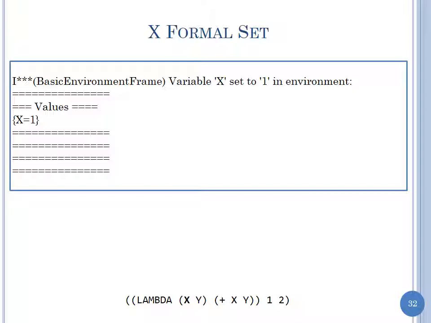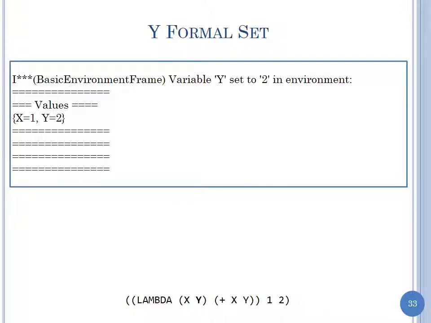Now we go and set the variable x to 1 in our child environment. And so we see that we've got x assigned 1 in our child environment. Okay? Next we go and set y to 2 in the child environment. So we are going and processing that part. Our environments are now set.